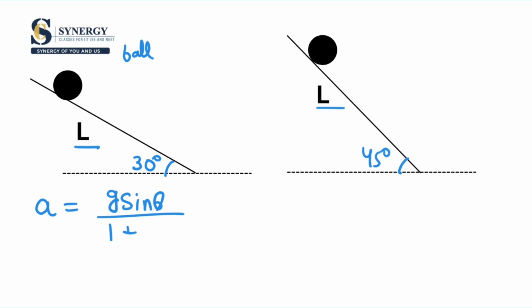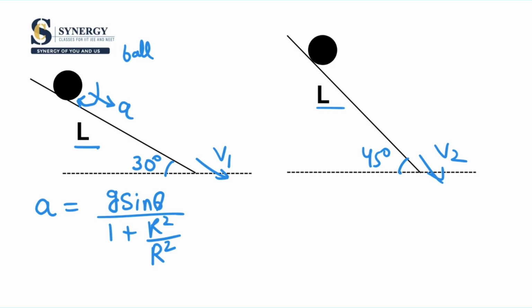g sin theta divided by 1 plus k square by r square, where k is the radius of gyration. This has been asked frequently when a ball rolls down an inclined plane. This is the acceleration of the ball. Now in rolling there will be translation as well as rotation, but we do not need to bother about rotation. This formula is for acceleration. Now as the ball comes down, it had some speed v1 in the first case and speed v2 in the second case. Let me find the acceleration for the two cases.